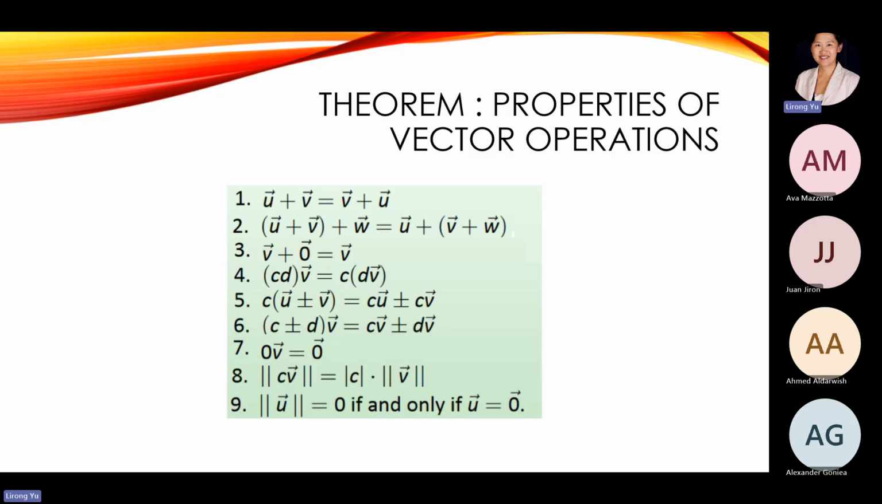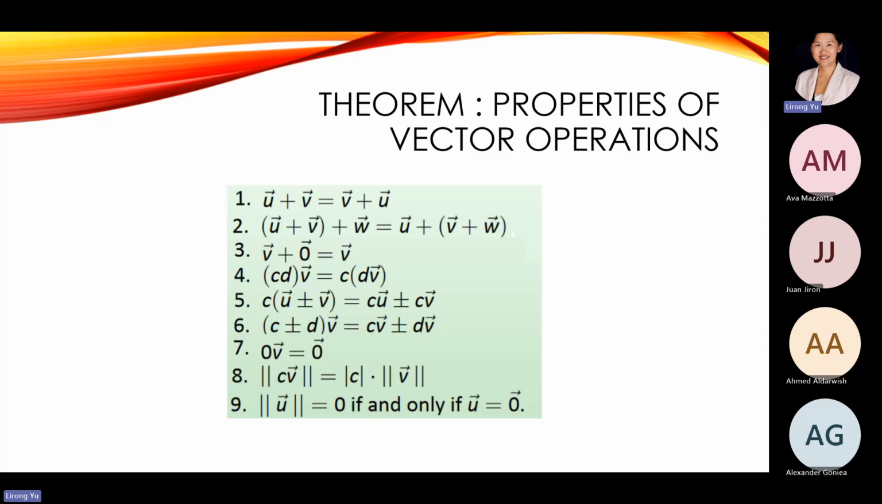If a vector is multiplied by the number 1, it will be the same. Number 5 is the distributive property. If you have a number multiplied by the summation of 2 vectors, then the number can be distributed to each vector, and you have c times u plus v equals cu plus cv. Number 6 is the distributive property on the number part. If you have a vector multiplied by the summation of 2 numbers, then you can have the first number times v, the second number times v, and then perform the vector summation.